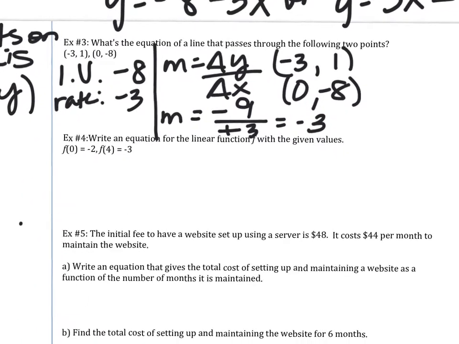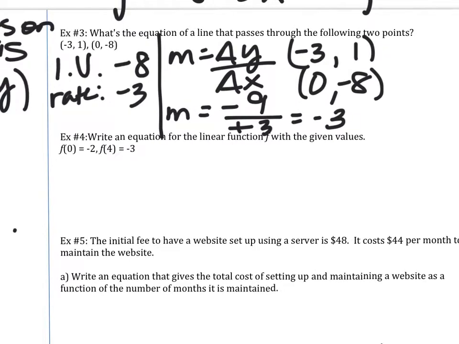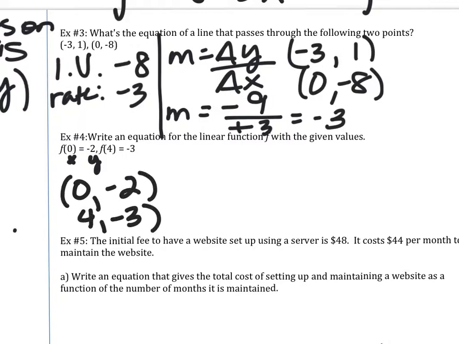Okay. Write an equation for the linear function with the given values. Now these are f of x functions, which we haven't done a whole lot of yet. But what ends up happening is this value in that parentheses is actually your input, and then this is your output. So essentially, this is your x value, and that's your y value. So we can write those actually as coordinates. So we have 0, -2, and 4, -3. It's just a different way to write a function.